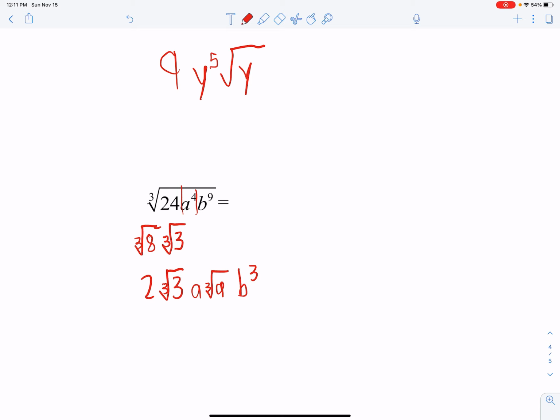And then to finish the problem, we're going to take all the parts that are not under a root and put those together at the front. So we've got 2a and b to the 3rd. And then we take the parts that are under a cube root and we put those together under one cube root sign, the cube root of 3a.